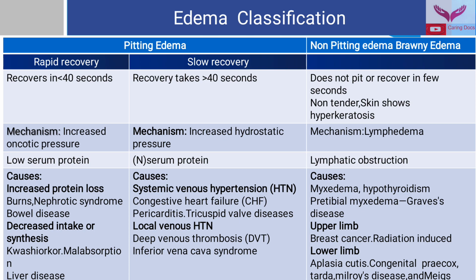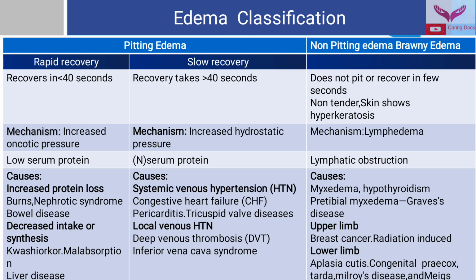The patients of non-pitting edema, or brawny edema, do not show any pit on pressing the shin bone or the tissue, the place where we are examining the patient for pitting edema. They don't show pit or recover in a few seconds. They are non-tender. Skin shows hyperkeratosis, and it is seen specifically in lymphedema because of lymphatic obstruction. The causes are myxedema, hypothyroidism, pretibial myxedema, that is in Graves' disease.